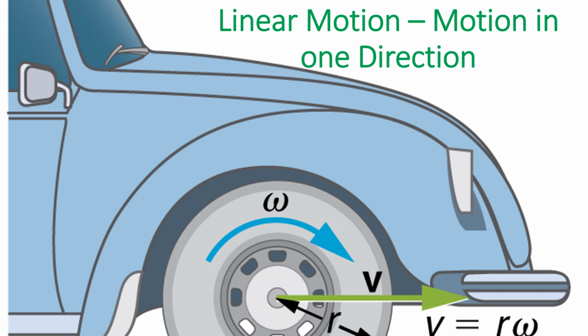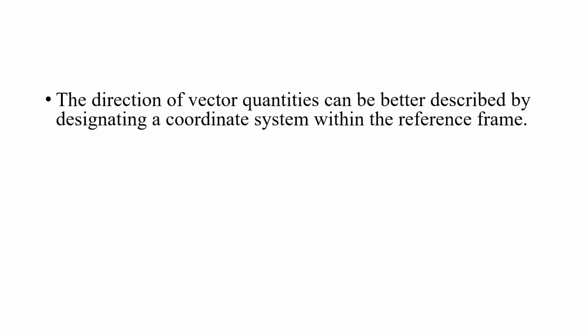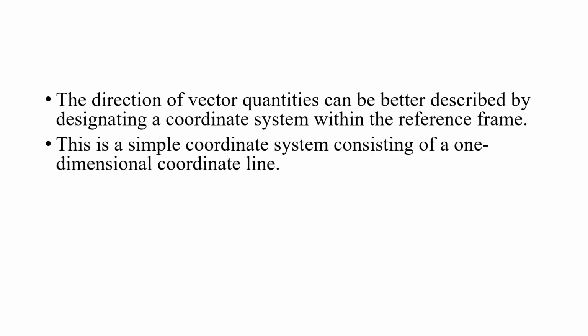Linear motion in one direction. The direction of vector quantities can be better described by designating a coordinate system within the reference frame. This is a simple coordinate system consisting of a one-dimensional coordinate line.